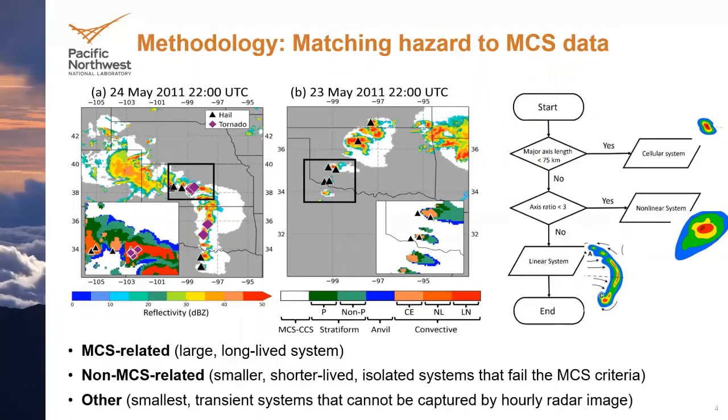And the category of others are produced by the smallest transient system that cannot be captured by the radar image. All the hazard events associated with convective core are further divided into the morphology of cellular, nonlinear, and linear, using the major axis length and axis ratio. You can refer to the flowchart for how we classify those categories.